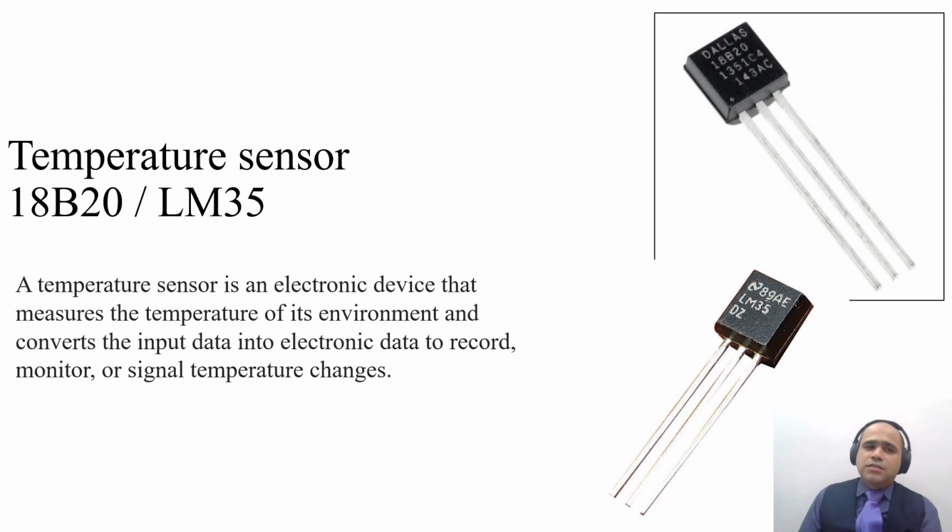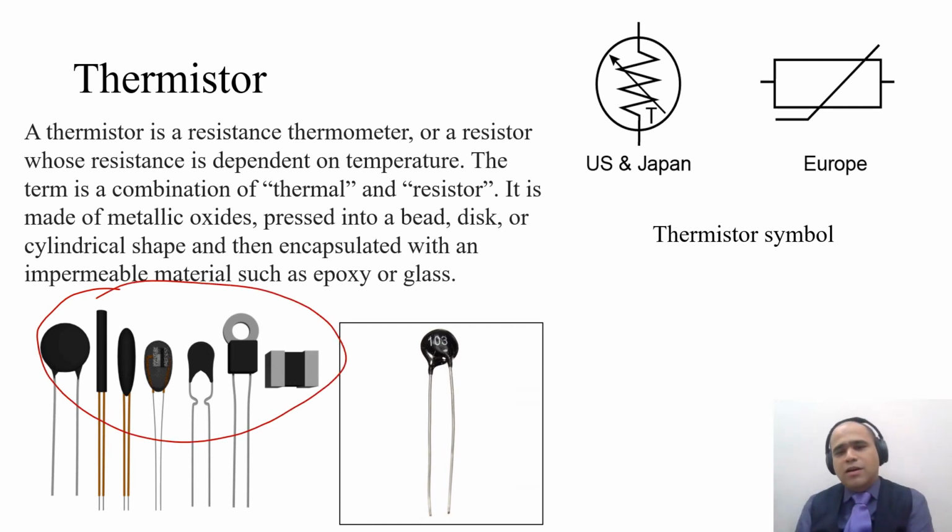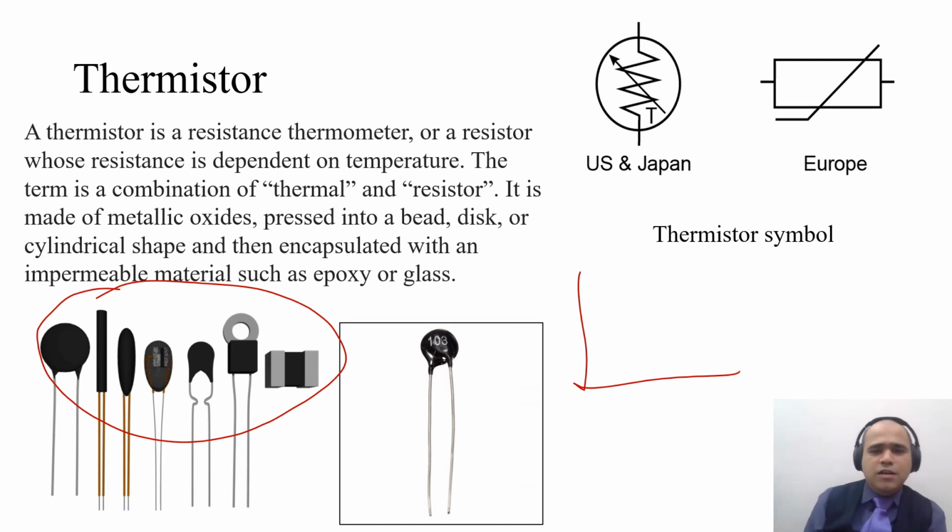The temperature sensors start with something called the DS18B20 or LM35, in a transistor-like package, and they are very cheap, very accurate and linear in the 0 to 100 degree range. Another kind of temperature sensor is the thermistor, which comes in multiple packages like this, and they are all non-linear. As the temperature increases, the resistance decreases in a non-linear fashion.